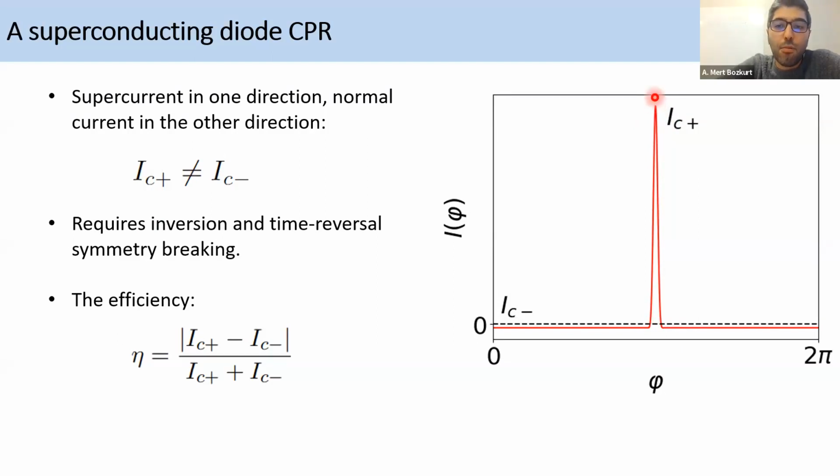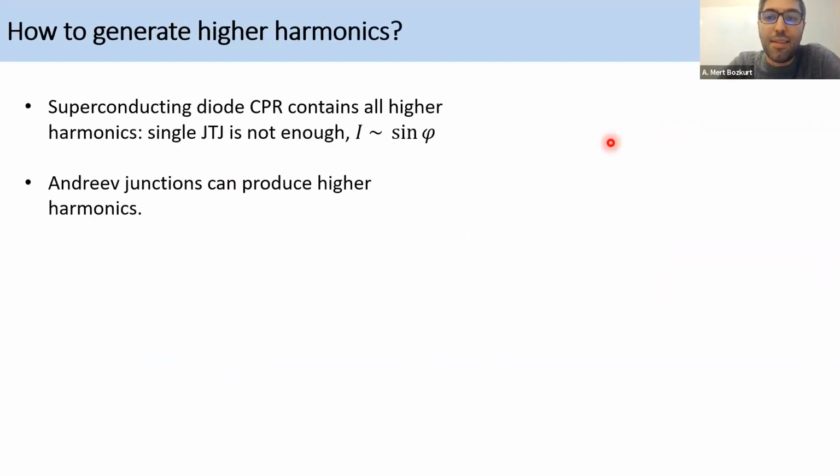You can even see from here that such a current phase relation in general would require all sorts of high harmonics. So in principle, to design such a current phase relationship, hence a superconducting diode, we need to be able to get higher harmonics from our system. But if you remember, the tunnel junction current phase relationship and energy phase relationship only contain a single harmonic. It's cosine-like. So using just single Josephson tunnel junctions wouldn't be enough.